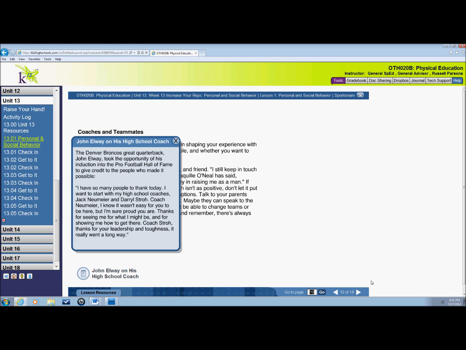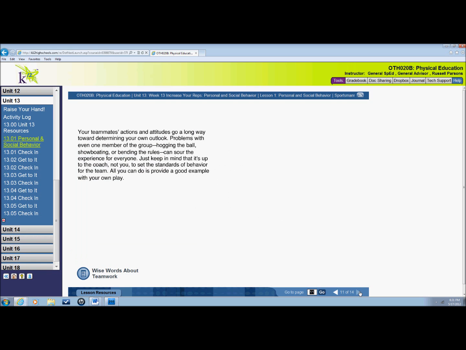Okay, so page number 11. Your teammates' actions and attitudes go a long way towards determining your own outlook. Problems with even one member of the group, hogging the ball, showboating, or bending the rules, can sour the experience for everyone. Just keep in mind that it's up to the coach, not you, to set the standards of behavior for the team. All you can do is provide a good example with your own play.